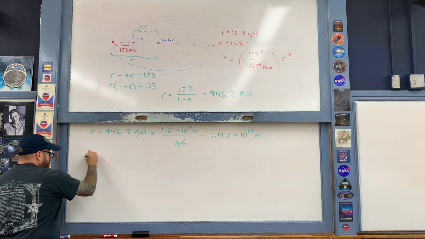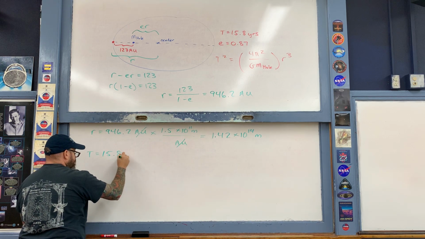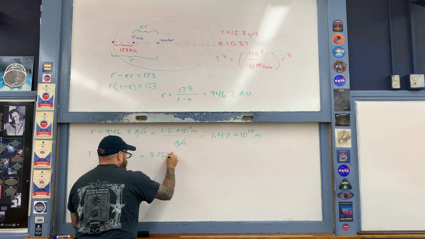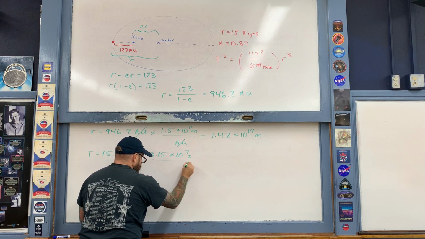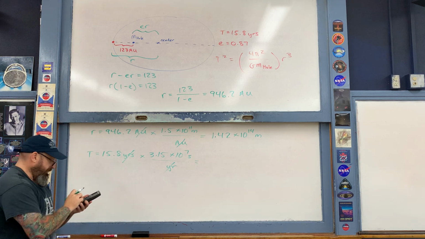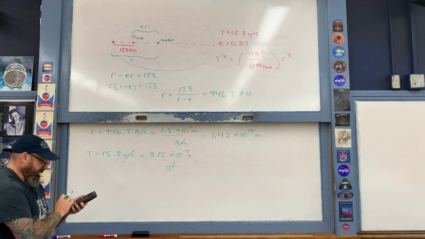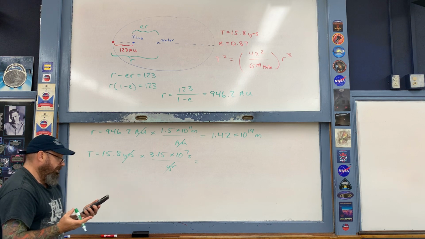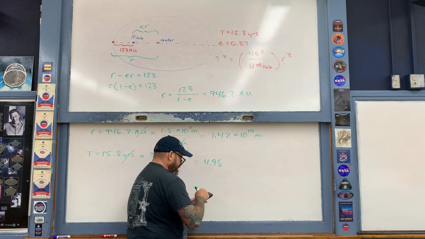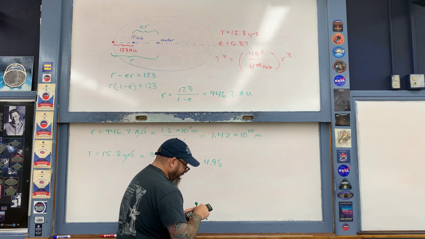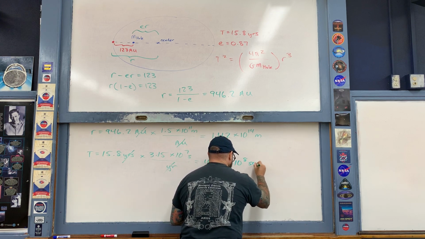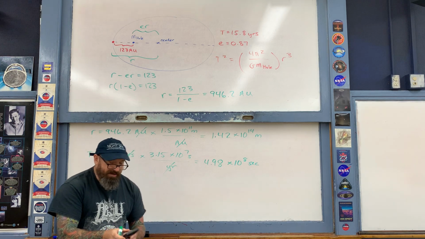And then we also have the period here of 15.8 years for this star as it orbits the black hole. I need to convert this into seconds. So 3.15 times 10 to the 7th seconds per year. Years cancels, and that amount of time then is as follows. Multiplying all of this out, about 4.98 or so times 10 to the 8th seconds, like so. Now I've got everything in the correct units.